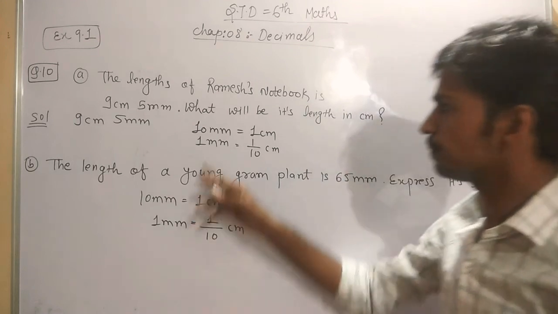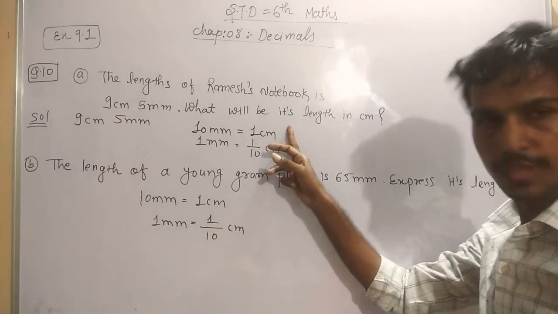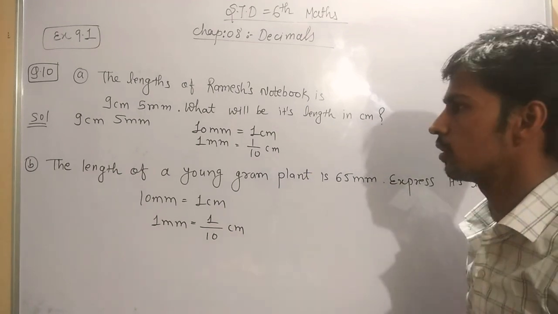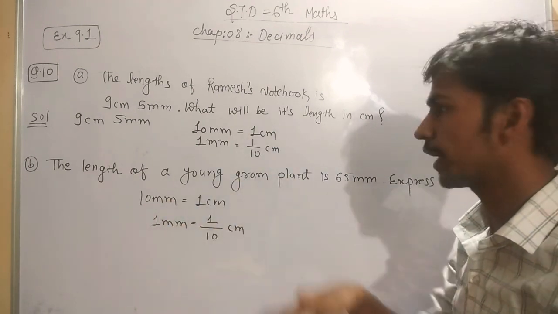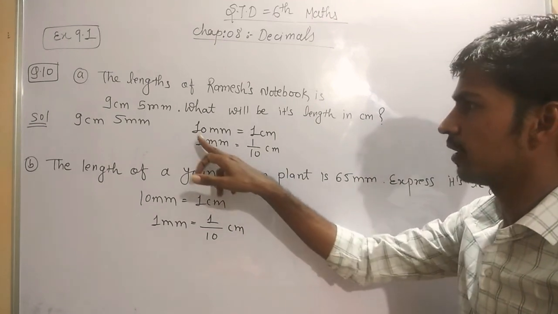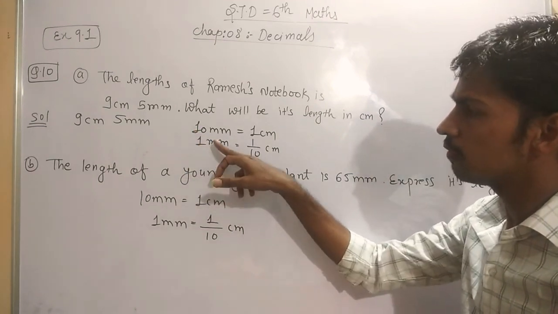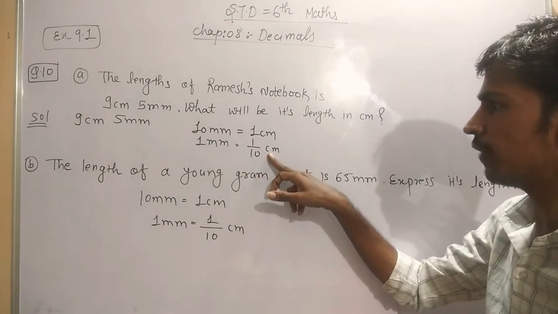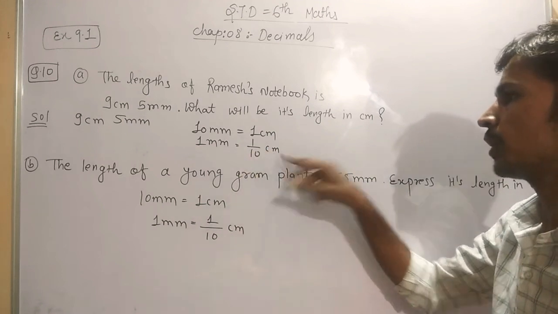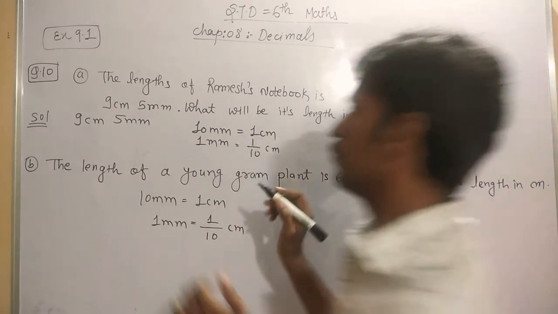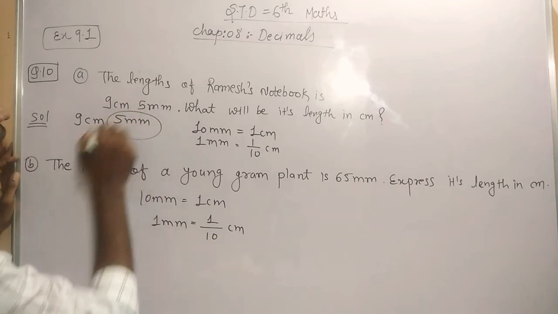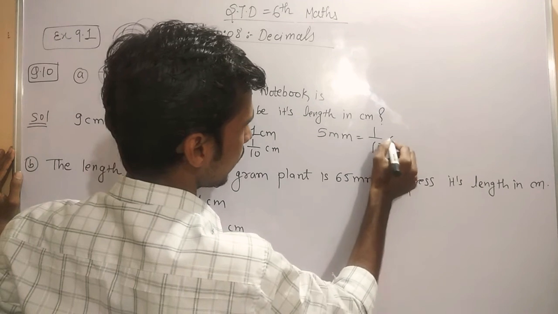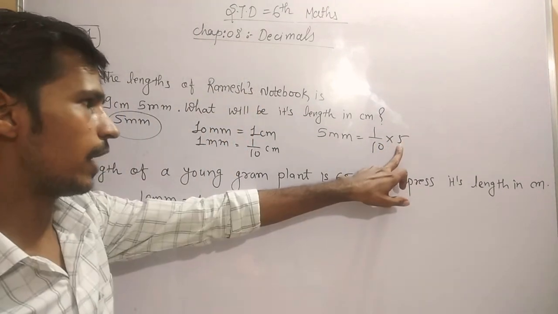Student, we know that 10 mm equals 1 centimeter. We know that because we have done so many sums before this sum. Then if we want to find 1 mm, we divide by 10. So 1 mm equals 1 upon 10 centimeter. So we have to find 5 mm. So 5 mm equals 1 upon 10 multiplied by 5.